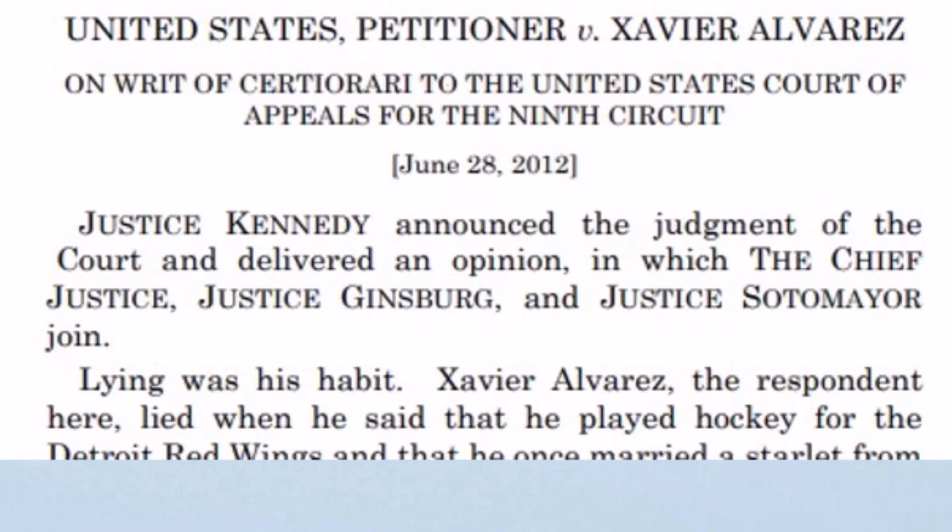But notice there's only 5 justices. Now, when a justice joins an opinion, that means he agrees with the reasoning. So these 4 justices agreed that the case should be affirmed, and they agreed with the reasoning that Justice Kennedy put out. But it's only 4 of them, and it takes 5 to decide a case in the U.S. Supreme Court, and that's assuming that 9 heard the case.